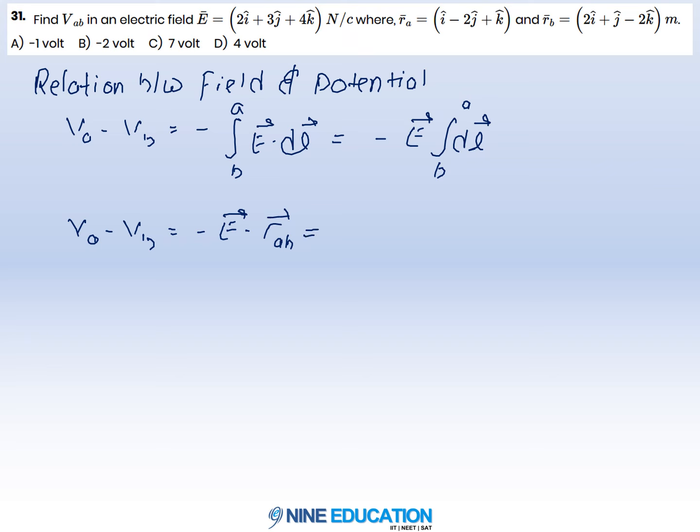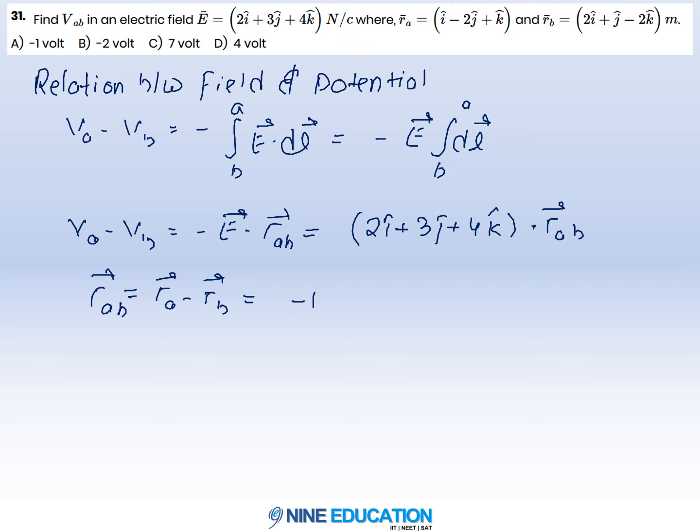So just put the value: 2 i cap plus 3 j cap plus 4 k cap dot R AB. Now the question is how to find R AB. R AB is R A minus R B. So from here you will get 1 minus, from here you will get minus 1 i cap minus 3 j cap plus 3 k cap.